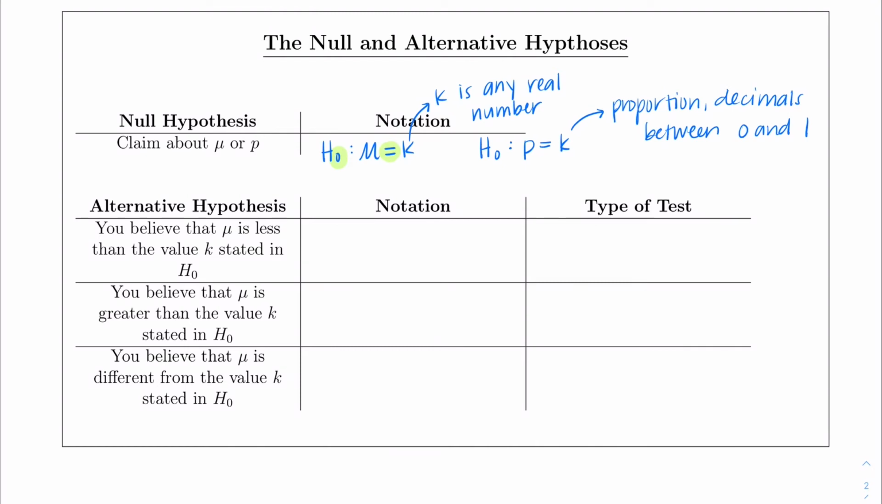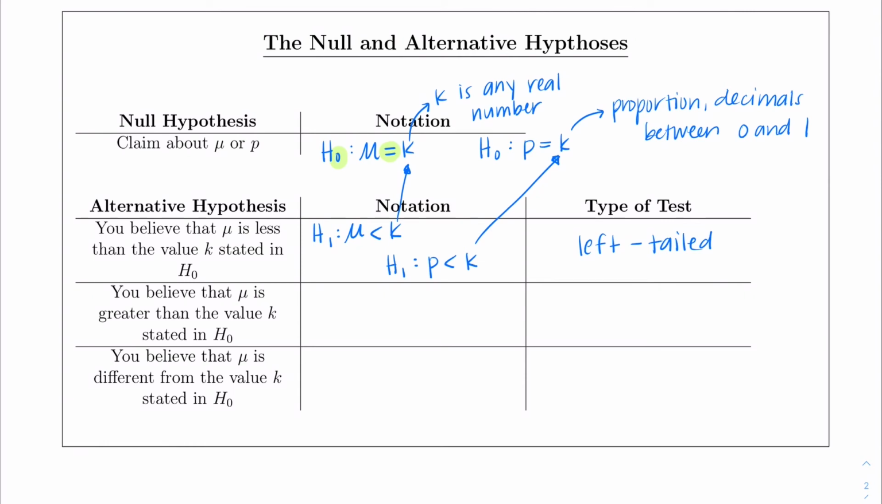In every case, your alternative hypothesis starts with h1 and then a colon. And again, the only things that change are the subscript and that symbol there. When you're dealing with less than, you're going to have the less than symbol, and this is called a left-tailed test. When you have proportions, again, the only things that change are the subscript and the symbol. And one thing I want to point out is that in each case, k is the same value from the null hypothesis.